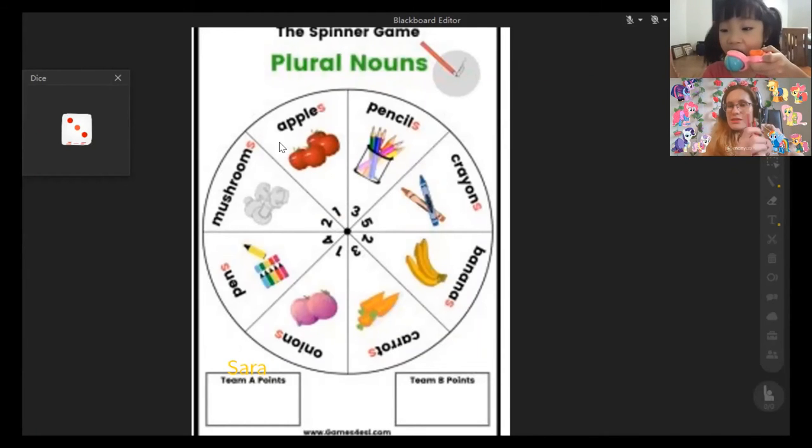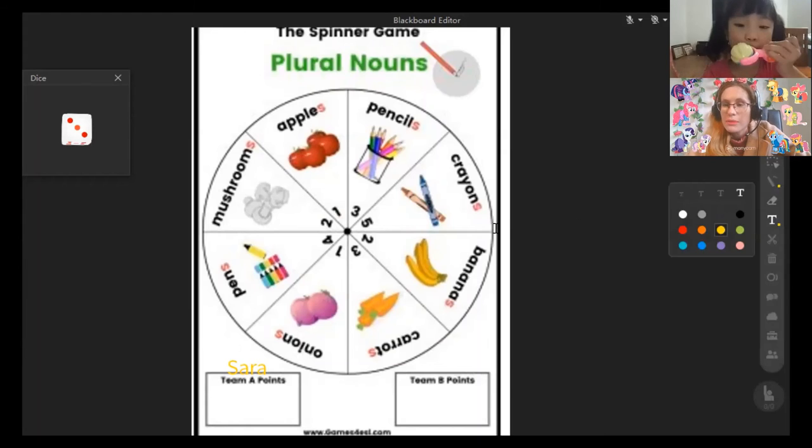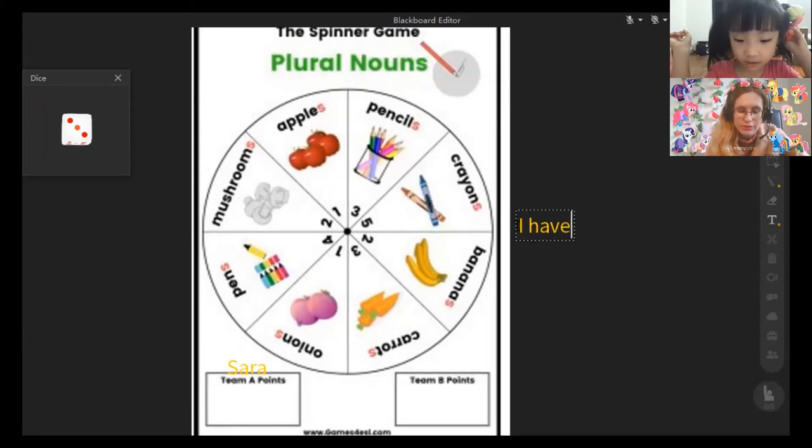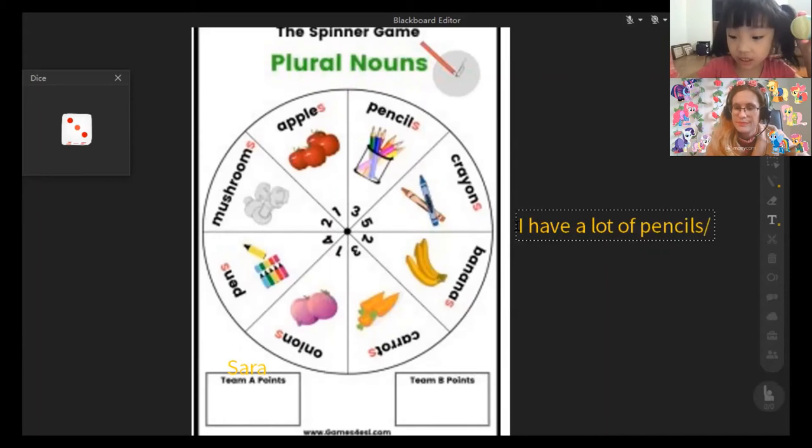How many pencils do you have? Sarah, how many pencils do you have? Teacher has three. You have many pencils? Can you say this for me? I have a lot of pencils. I have a lot of pencils.